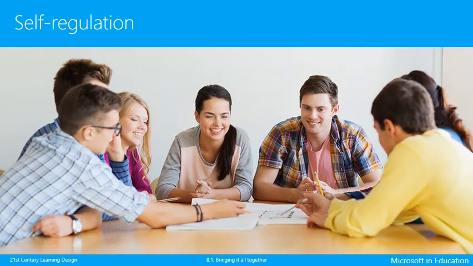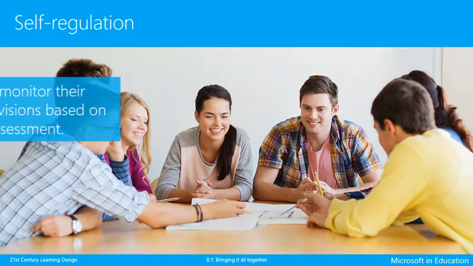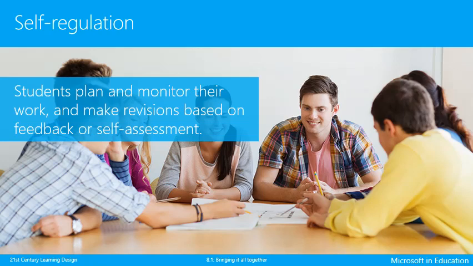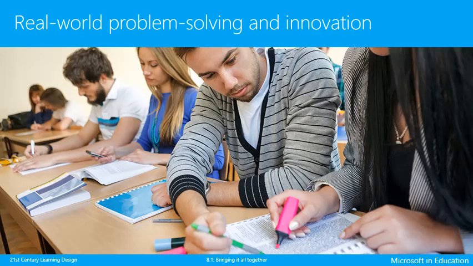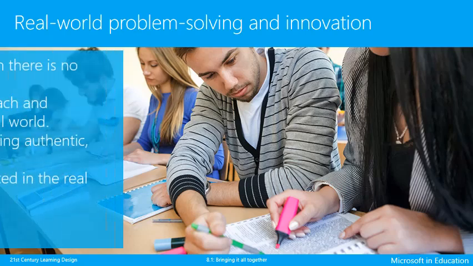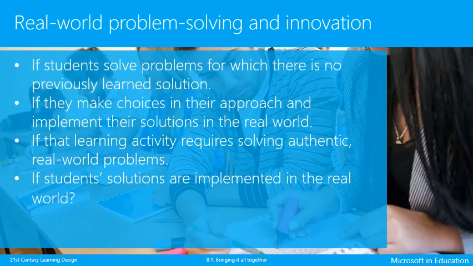With self-regulation, we are considering if students plan and monitor their work and make revisions based on feedback or self-assessment. When we think of real-world problem-solving and innovation, we are focusing on if students solve problems for which there is no previously learned solution, if they make choices in their approach and implement their solution in the real world, and if that learning activity requires solving authentic real-world problems. And finally, are students' solutions implemented in the real world?